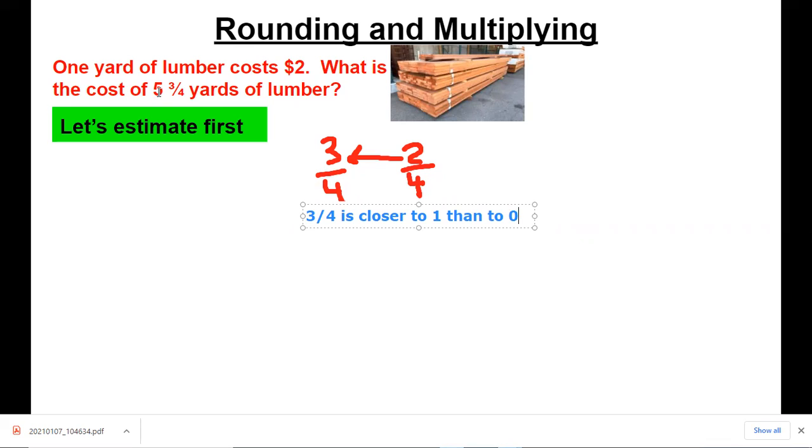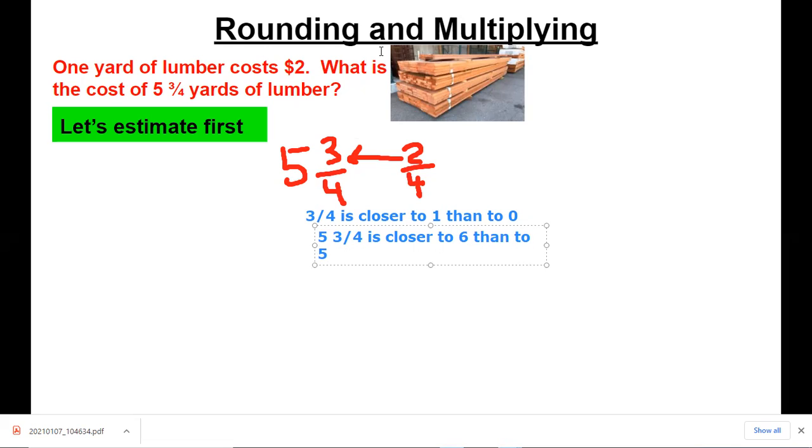So now this 5 is 5 3/4 because it's really a 5 3/4. 5 3/4 is going to be closer to what number? So 5 3/4 is closer to which number, 5 or 6? Is closer to 6 because the 3/4 is bigger than half. So we're going to round up. If the fraction part is bigger than half, we're going to round the whole number up. So 5 3/4 is closer to 6 than to 5.